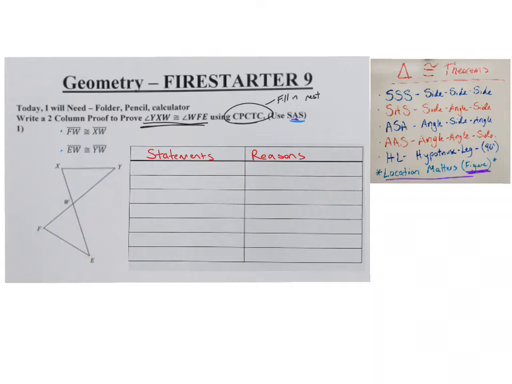So given. So I'm going to say FW with a bar is congruent to XW with a bar. Alright. Now the reason for that is given. And I'm actually going to put that in the picture too, because if I have a picture there, I'm going to use it to help me. So I messed up. FW right here, XW right there.